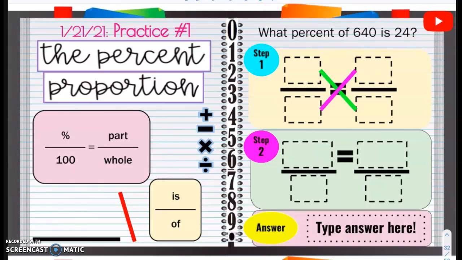January 21st, 2021, practice number 1. All right, so what percent of 640 is 24?